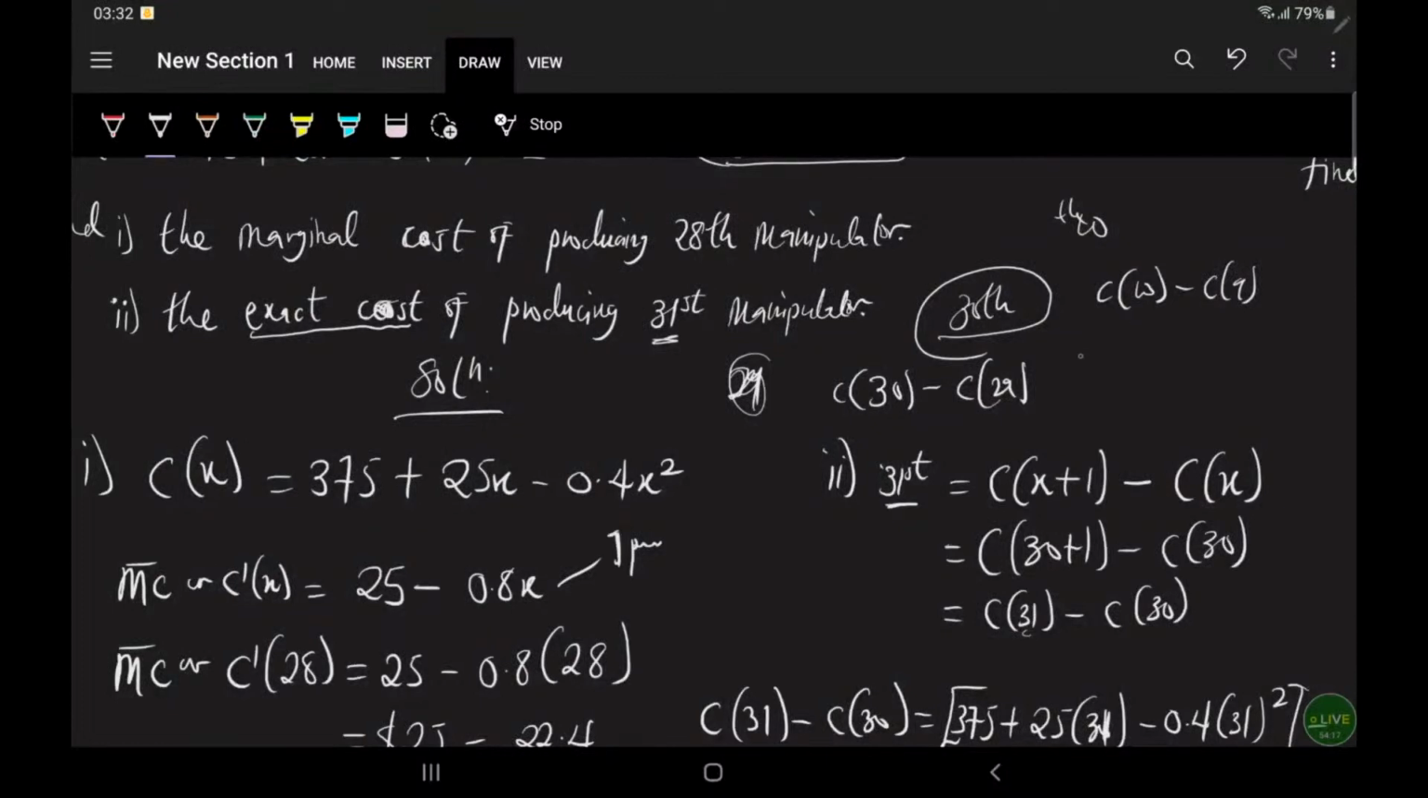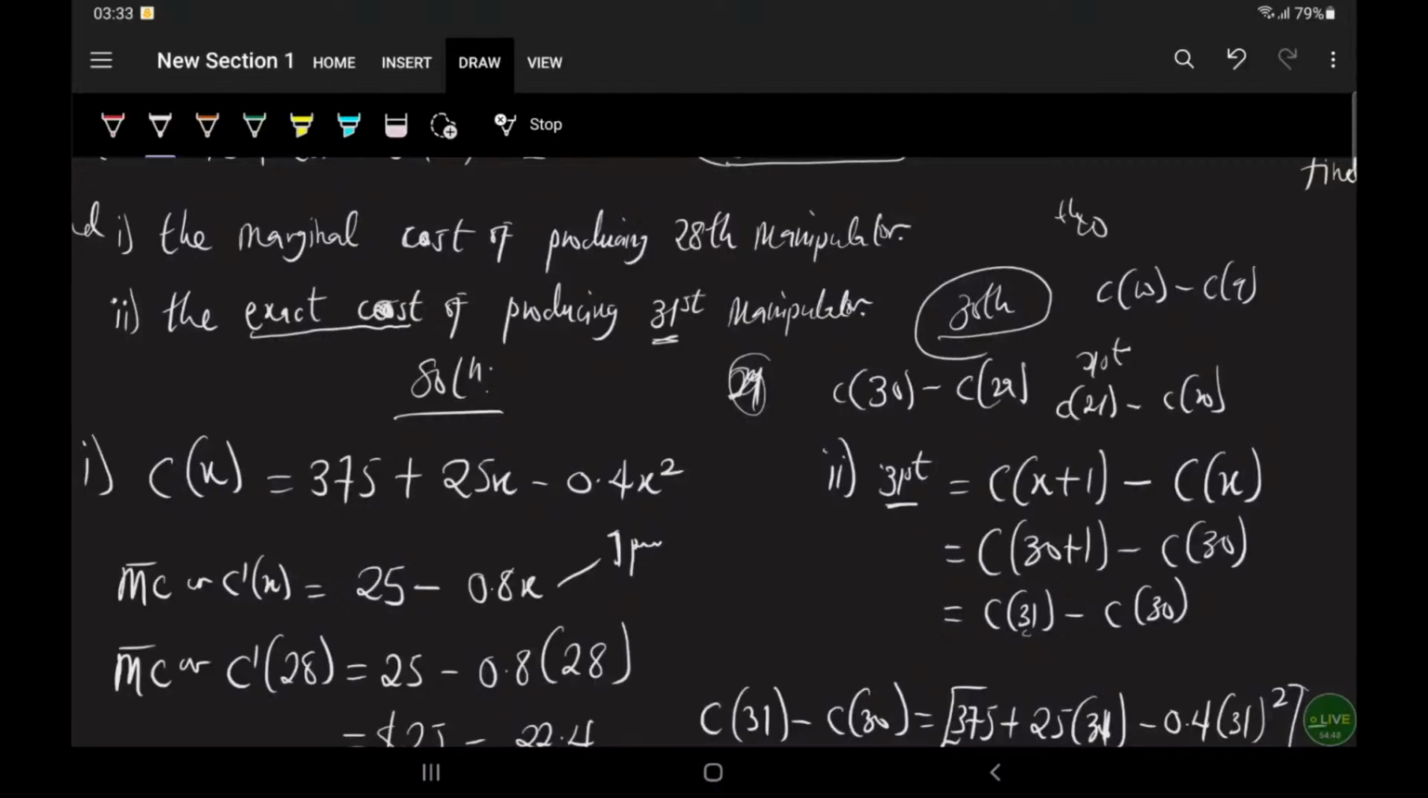If we have to find the exact cost of producing the 21st manipulator, the idea is that the business has a normal output of 20, right? So it's going to be the cost of 21 compared with the cost of 20. These are very simple things that you always need to understand, so please get these fundamentals right. It's very, very important. Once you understand this, you can deal with any question in relation to marginal cost and the exact cost of producing that. It's very, very simple, so always take note of that.